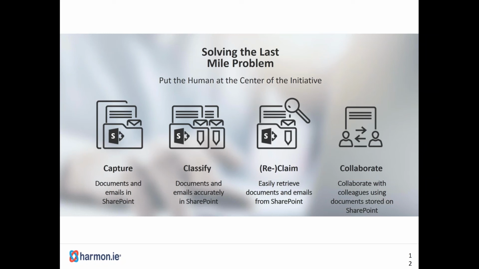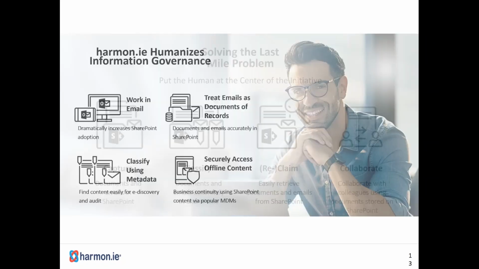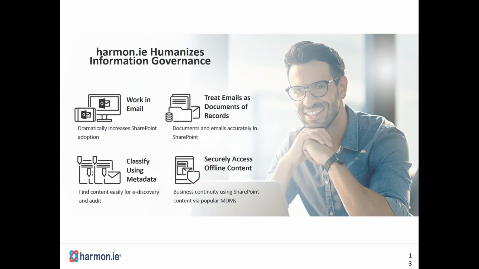So Harmony solves this problem by making the right thing the easy thing to do. And the way we humanize information governance is really through four key points. As you saw in the demo, one is working in email. People continue to spend their day in email, despite all the doomsayers about email going away. We know that email usage is actually going up. It's clearly the place to enable folks to get their work done with SharePoint and with other Microsoft tools, without having to toggle between windows. So that's key to getting business people on board.